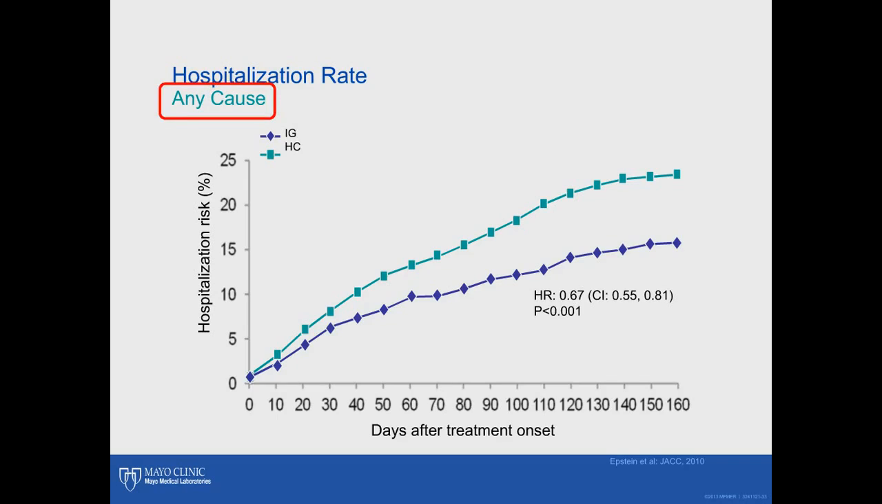Obviously, patients who are going on warfarin are sick patients. So there's a variety of reasons why they would go in the hospital, but certainly from the standpoint of management, the patients who were treated with warfarin genotyping had a lower hospitalization rate by a factor of about 35%. It's a hazard ratio of 0.67.